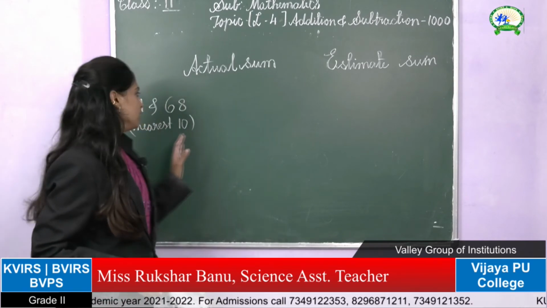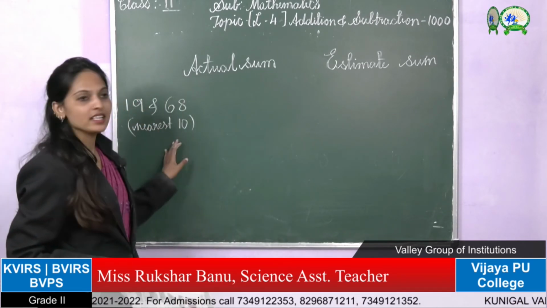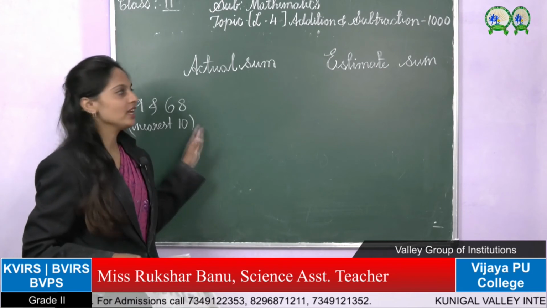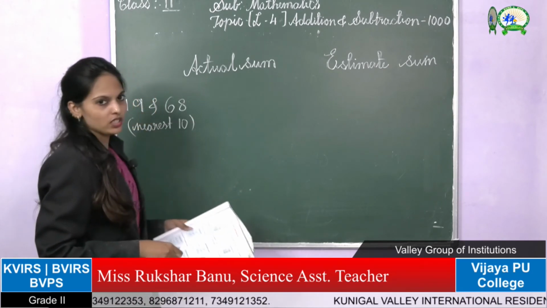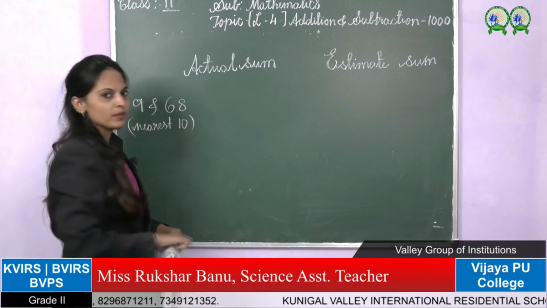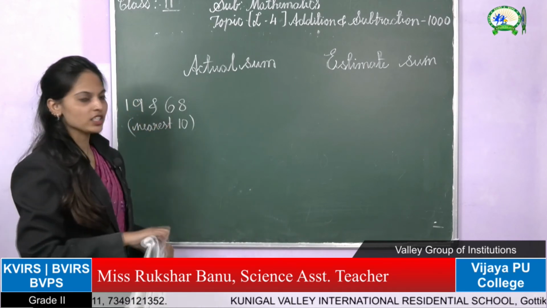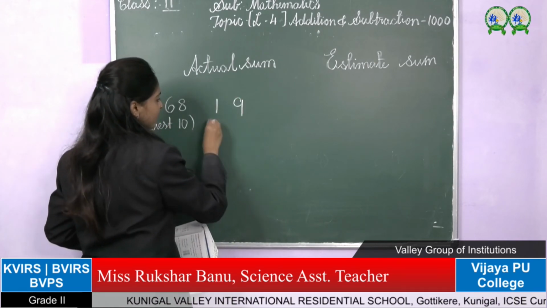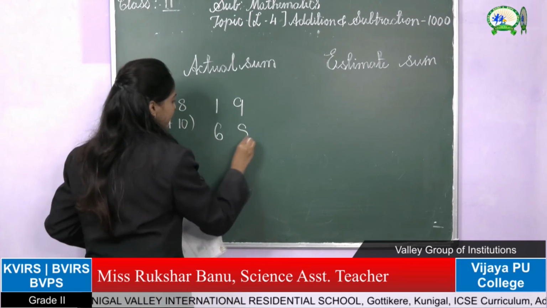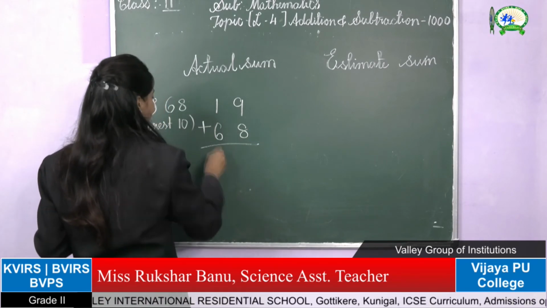Okay children, the next one is: find the actual sum and the estimate sum for the following numbers. Here the numbers are 19 and 68. Okay, we have to add and we have to see which is the estimate number and which is the actual number. So here the actual numbers are, you can see, 19 and 68. So we have to calculate 19 and 68. Okay, so we have to add here.